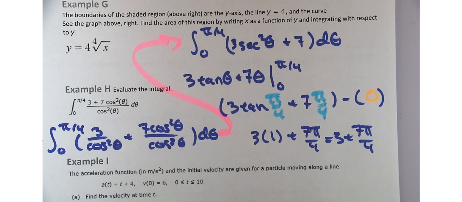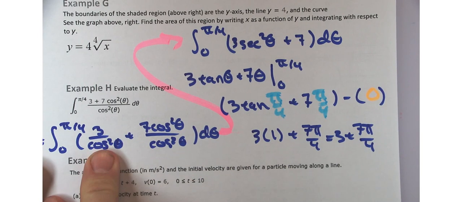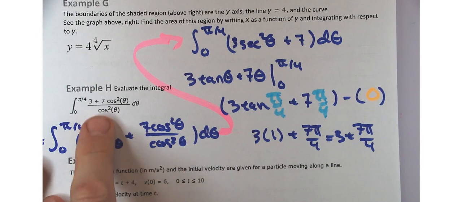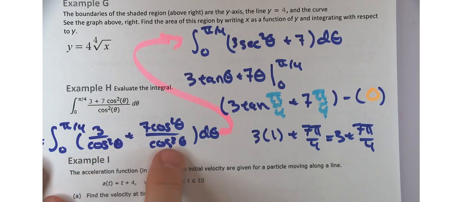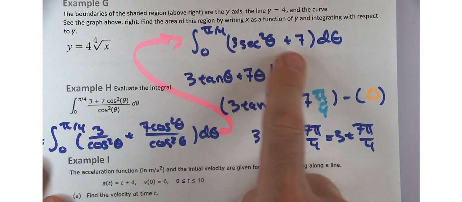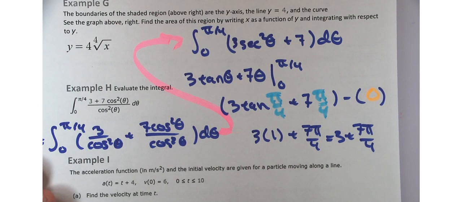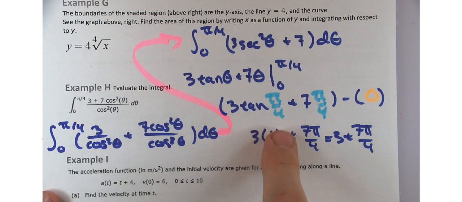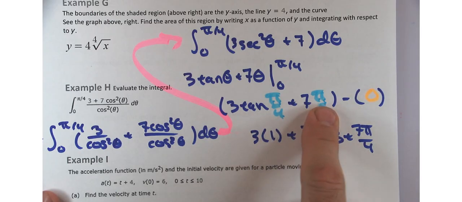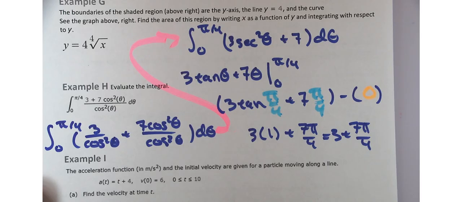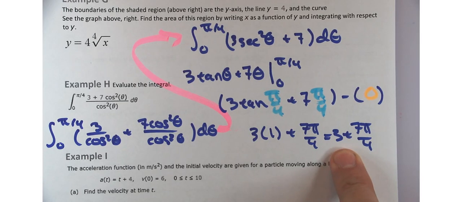So the big trick in this one was to divide both terms in the numerator by cosine squared, and then rewrite them. That gave us something which you could find an antiderivative for, and then we got some nice exact values. Tangent of pi over 4 is 1, plus 7 times pi over 4. It gives us something like this.